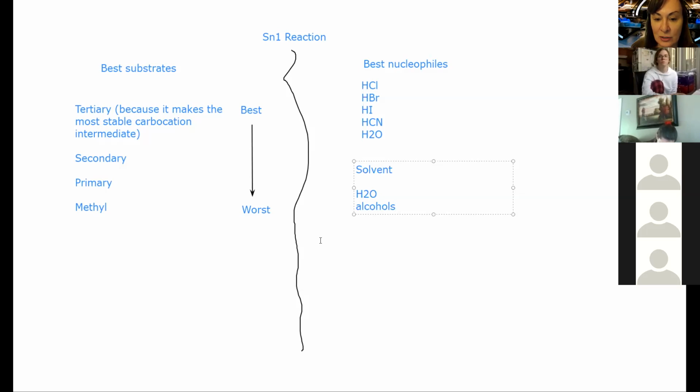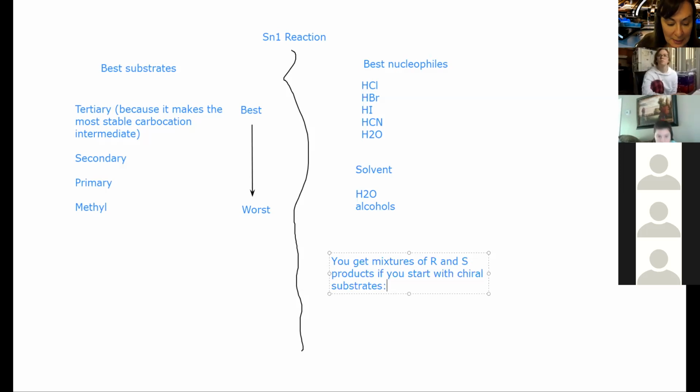For the SN1 reaction, you cannot predict the stereochemistry of the product. Okay, you get mixtures of R and S products if you start with chiral substrates. What that means is you can't keep or invert stereochemistry.